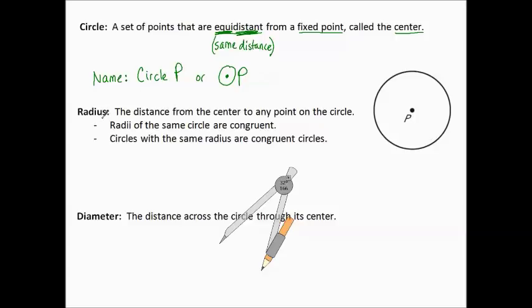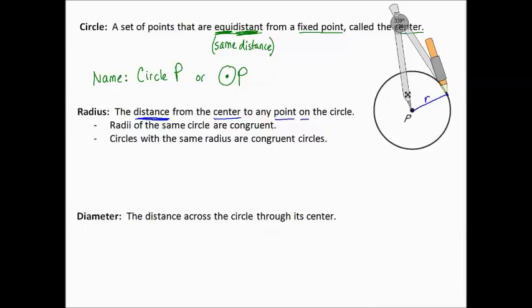The radius is defined as the distance from the center to any point that is on the circle. So here's the center. If I measure the distance from here to a point on the circle, there is the radius of the circle, the distance. That's why when we're using a compass, we call how wide the compass is open the radius of the compass.